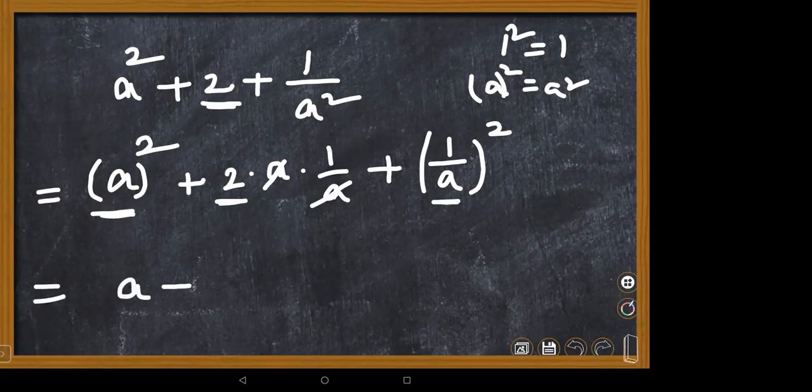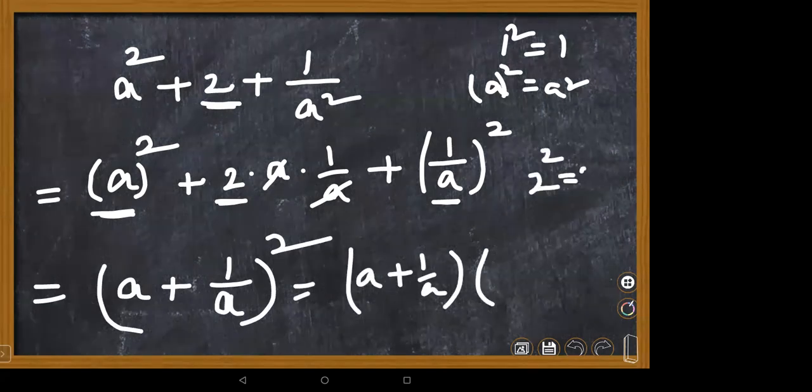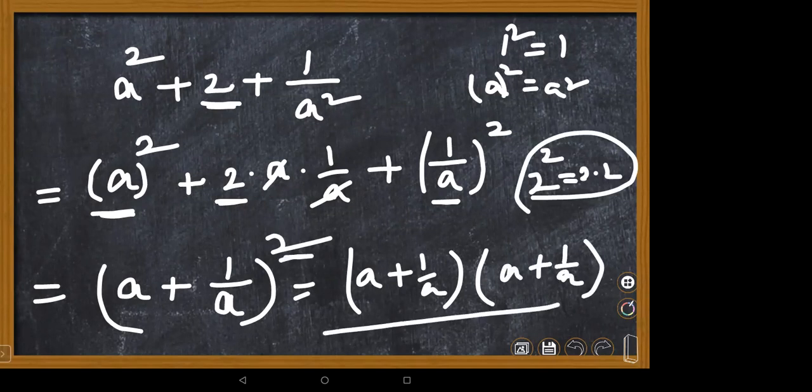Which identity? A plus B whole square. That means A plus 1 by A whole square. If you want to express it as a factor, A plus 1 by A into A plus 1 by A, because any number, 2 square can be written as 2 into 2. The same way, A plus 1 by A whole can be written as A plus 1 by A into A plus 1 by A, 2 times here, because it is square. If it is power 3, 3 times. If power is 4, you are multiplying 4 times.